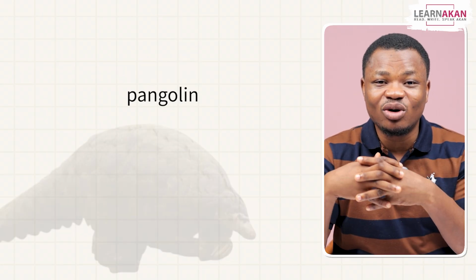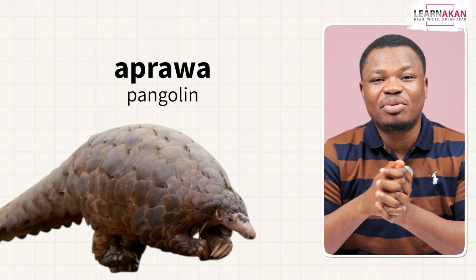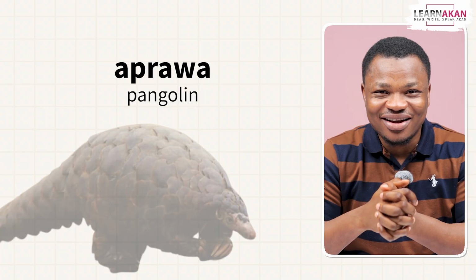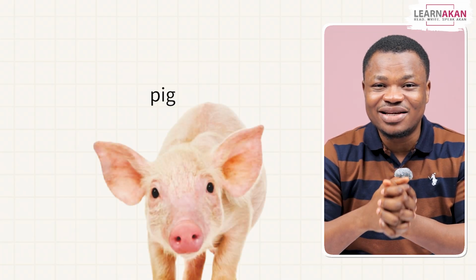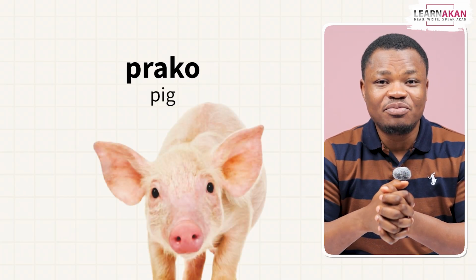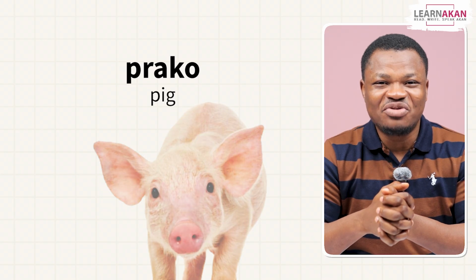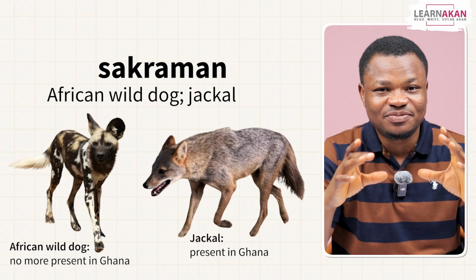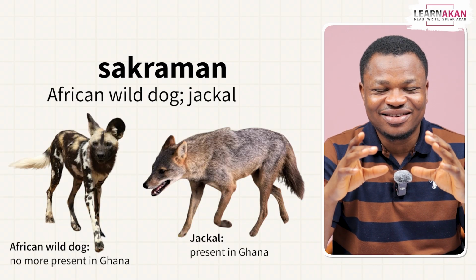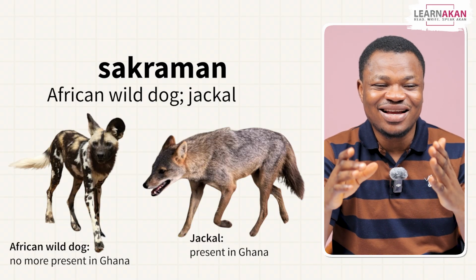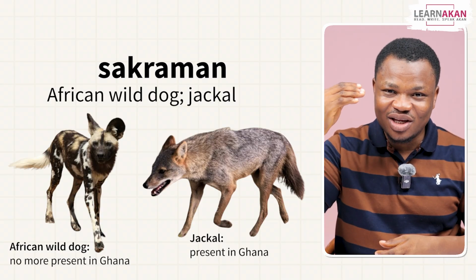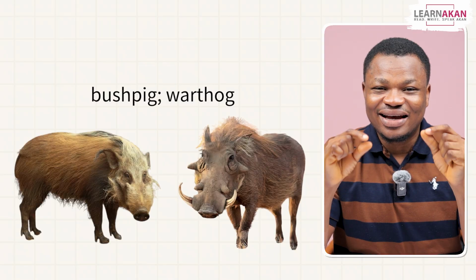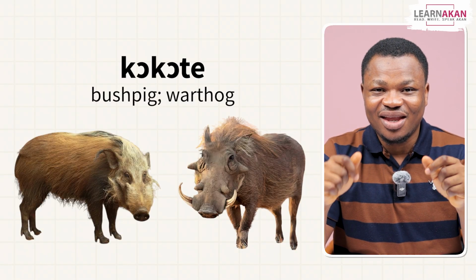The next one is pangolin. The pangolin is Aprawa. And then we have the pig. The pig is Preku. We have the African wild dog, and we call that Sacramine. And just as I explained before, you would also hear this being used in reference to a fox. And we have the bush pig, and that is Kokote.